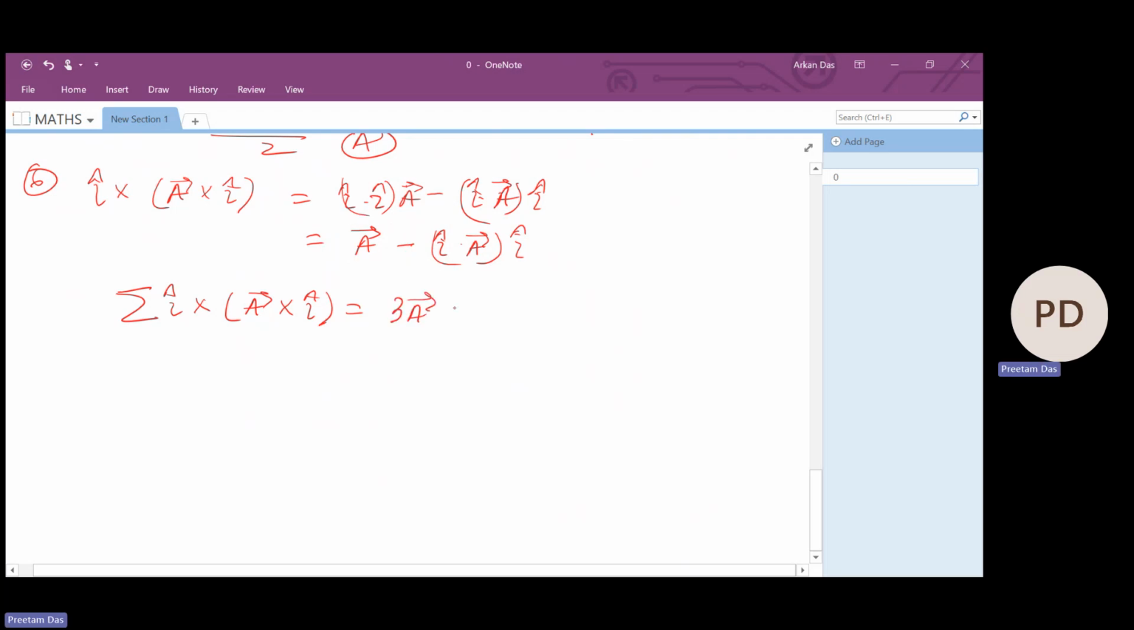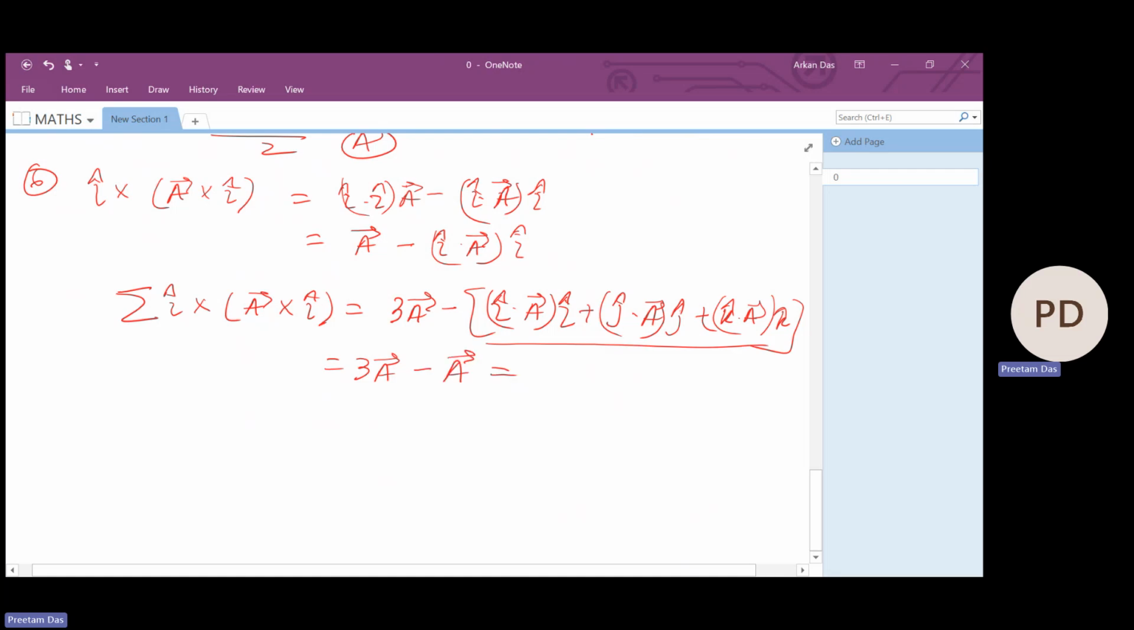3A. And next, what are you supposed to get here? You will get I dot A, I, J dot A, J, K dot A, K. Now, this is a very important property of dot product. What is this expression? This is A vector itself. So the overall answer will be 2A vector. Option B. Let us see the next question.